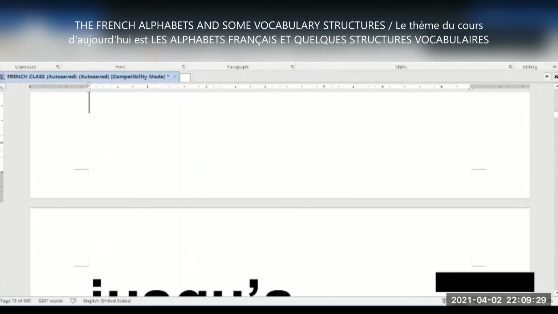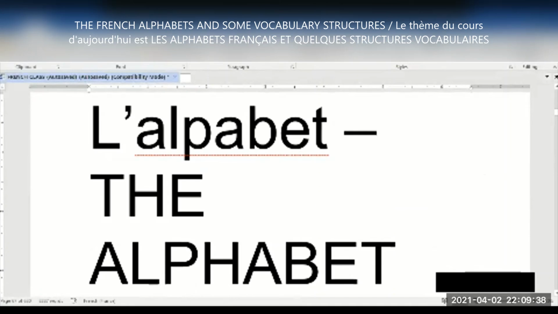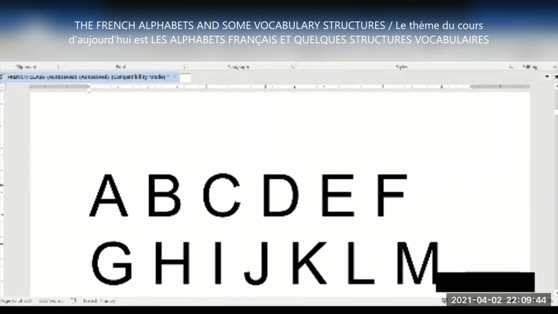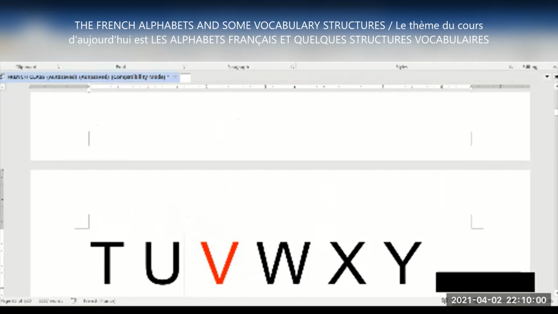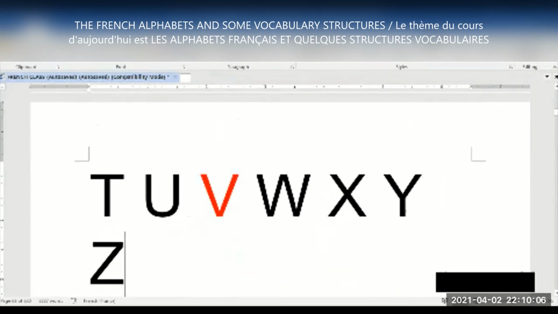Let me show you, just for us to round off. Take a look at this. So once more, you have the opportunity to see it once more. L'alphabet, that's the alphabet. That's A, B, C, D, E, F as the first line. Second line, G, H, I, J, K, L, M, N, O, P, Q, R, S. Fourth line, T, U, V, W, X, Y. Lastly, Z, ou bien Z.